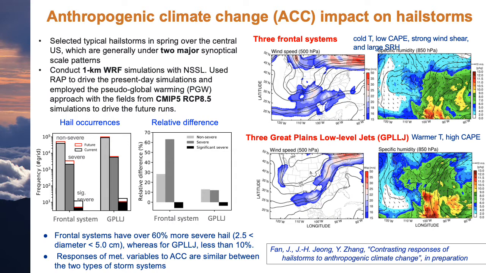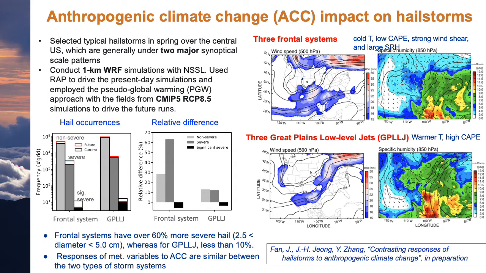In this study, we selected the typical hailstorms of the central United States, which generally come from two major synoptic scale patterns. One is the front system. This is associated with a strong mid-troposphere trough. They have characteristics of cold temperature, low CAPE, and strong wind shear.